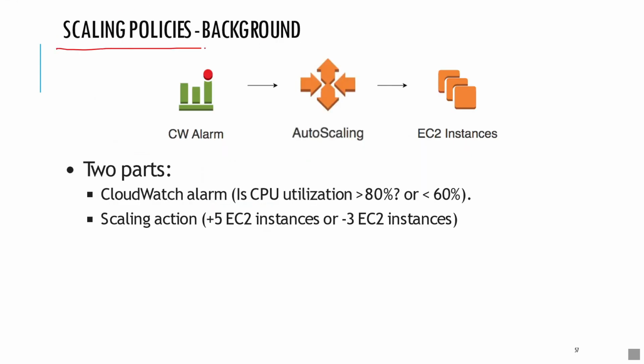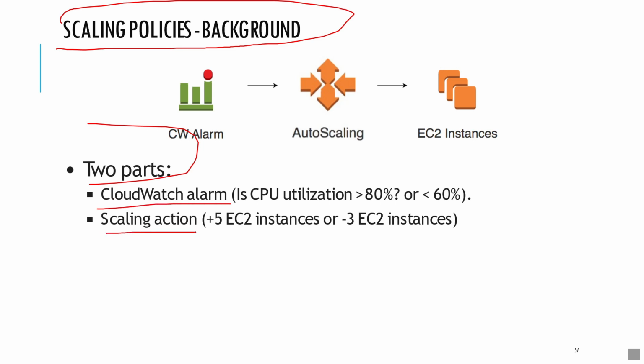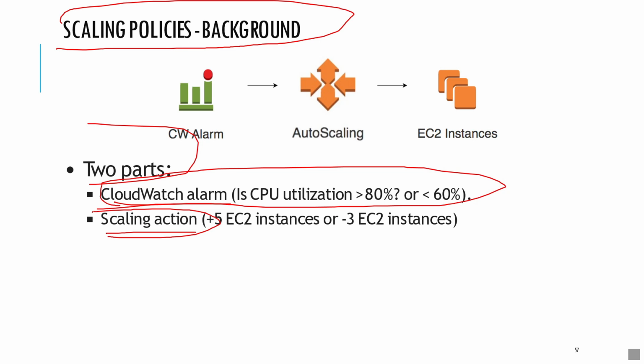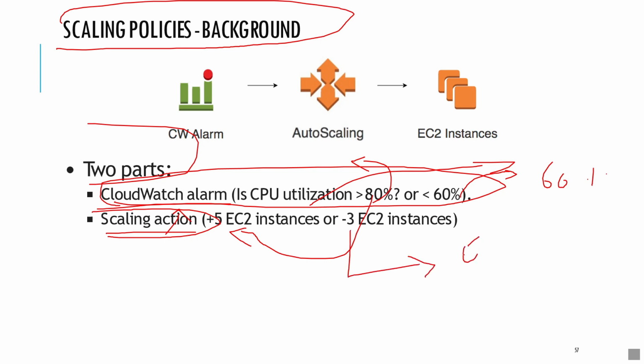Next, scaling policies background. There are two parts, that is CloudWatch alarm and scaling actions. The CloudWatch alarm is nothing but the policies we edit. Scaling action is nothing but whatever policies we edit, it acts according to the policies. As we discussed earlier, if the CPU usage is around 80%, then we need to have 5 instances in order to handle the traffic. If we have less than 60% usage of CPU, then we require only 2 instances in order to control the traffic. That is about scaling policies.